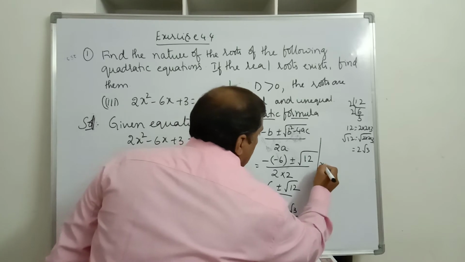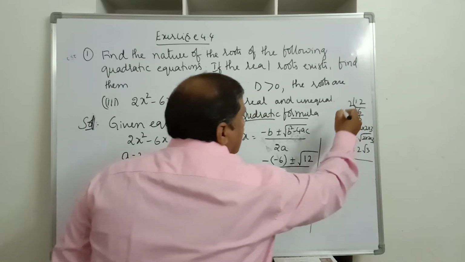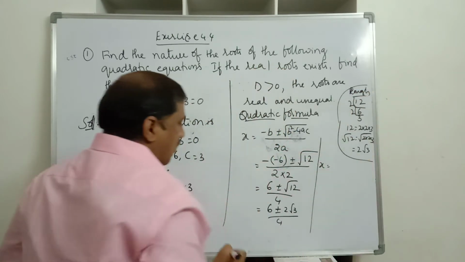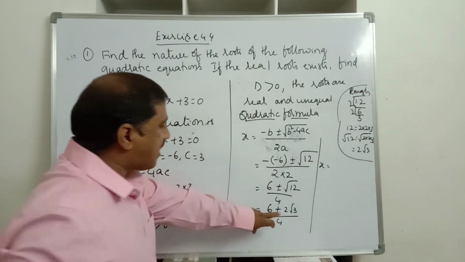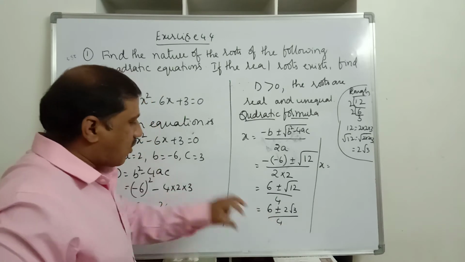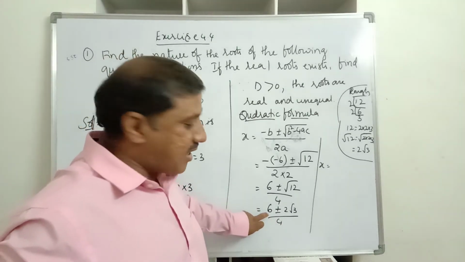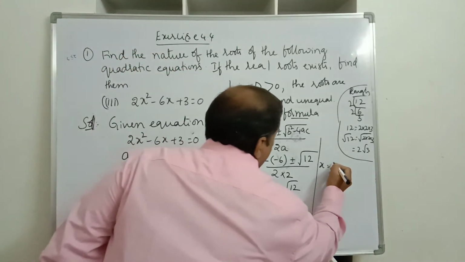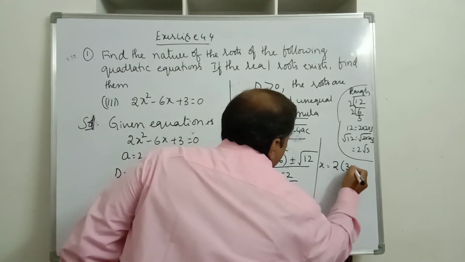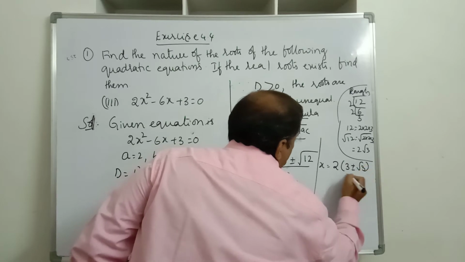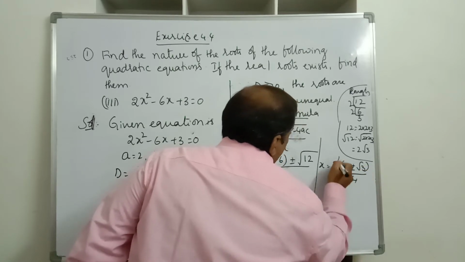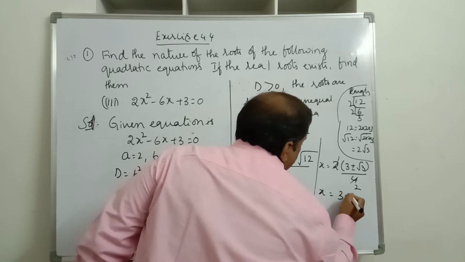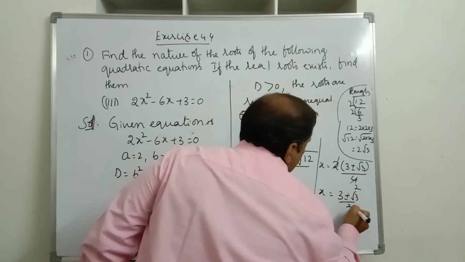This is rough work. Now x is equal to 6 plus or minus 2 root 3 by 4. 6 is an even number, 2 is an even number, 4 is also an even number. Take 2 common, then that is 2 into 3 plus or minus root 3 divided by 4. Therefore x is equal to 3 plus or minus root 3 by 2.